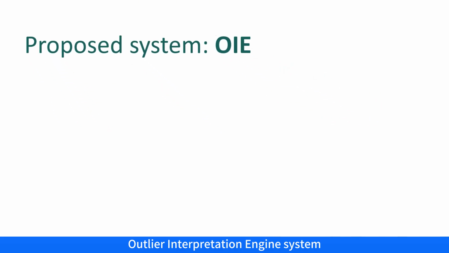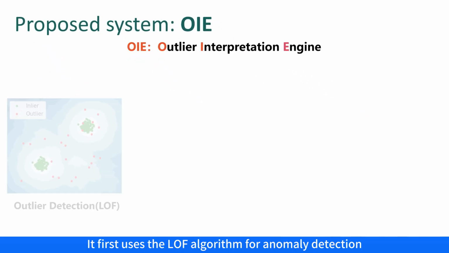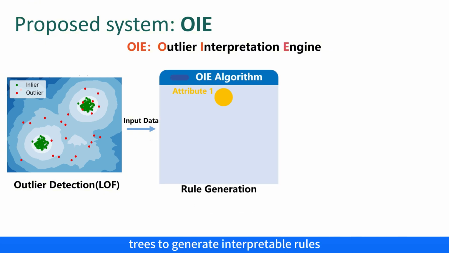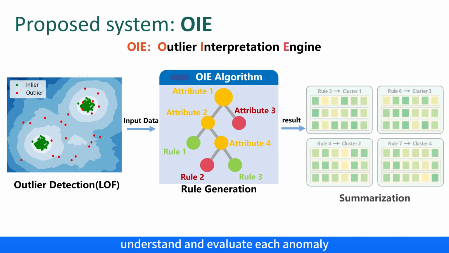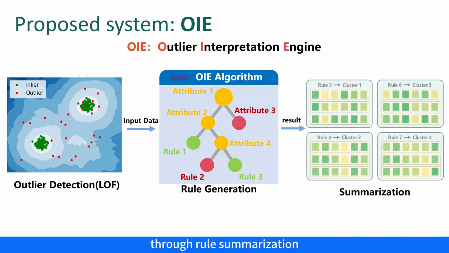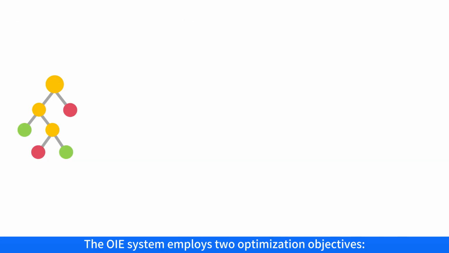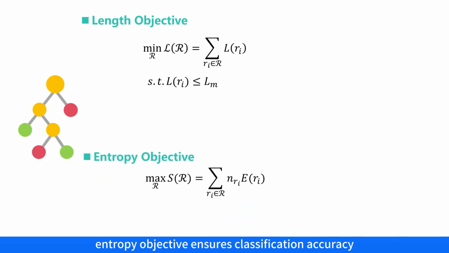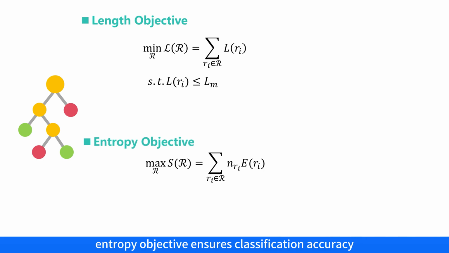Outlier Interpretation Engine System. It first uses the LOF algorithm for anomaly detection, then utilizes decision trees to generate interpretable rules, helping users understand and evaluate each anomaly through rule summarization. The OIE system employs two optimization objectives. The length objective simplifies the rule while the entropy objective ensures classification accuracy.